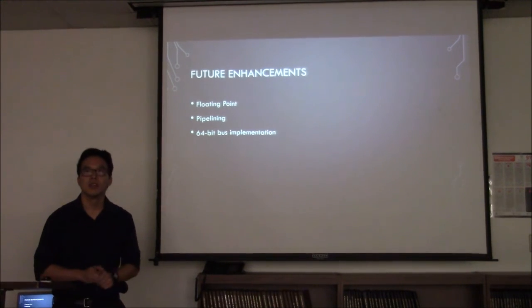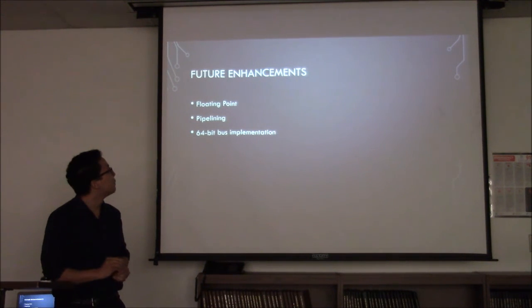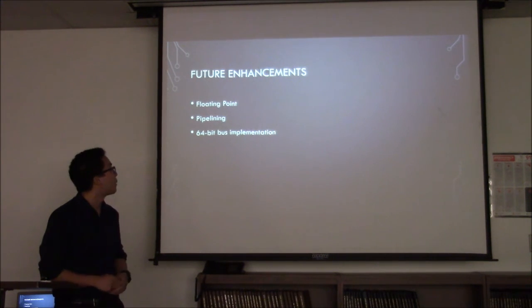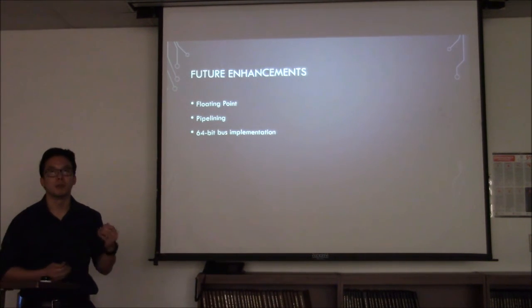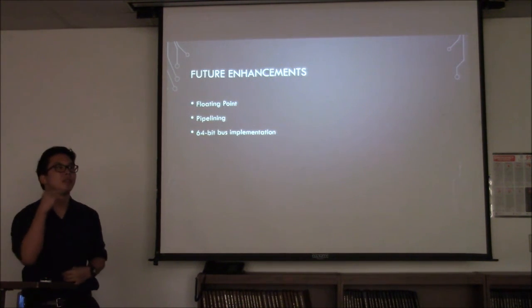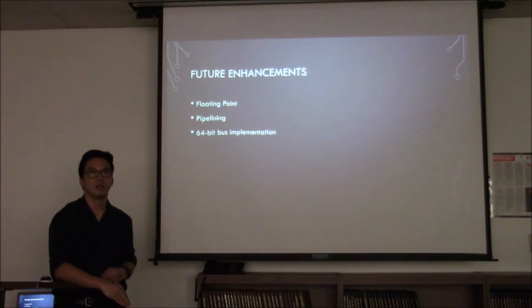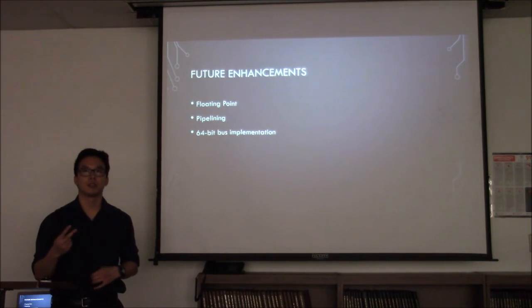So for feature enhancements, I'd like to add a floating point data type, at least. Possibly pipelining. I don't know if I can do it. Again, I'm by myself, so it's a lot of work. But definitely I think I can add a 64-bit bus implementation because I think it would really help with the SIMD implementation. What do you mean, a 64-bit bus? External 64-bit bus? In the top level, instead of having to do Y high and Y low, I would just load a 64-bit value. That way I don't have to take 2 clock cycles for some of my instructions.